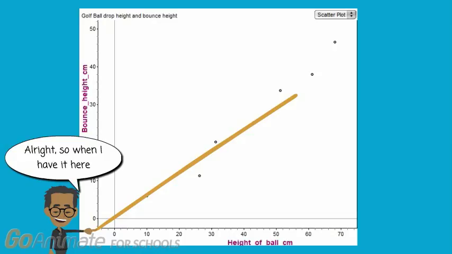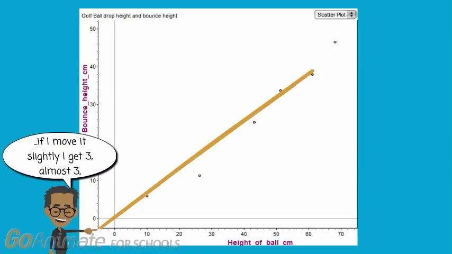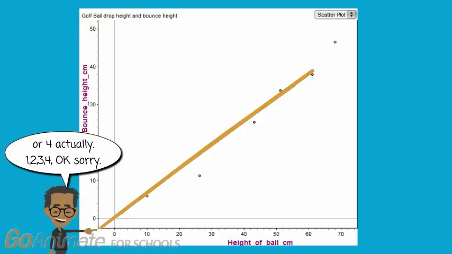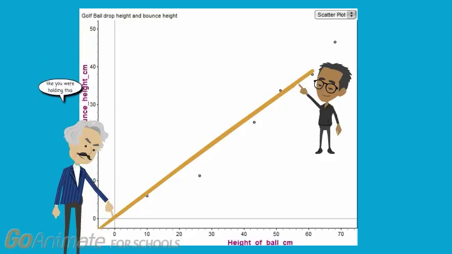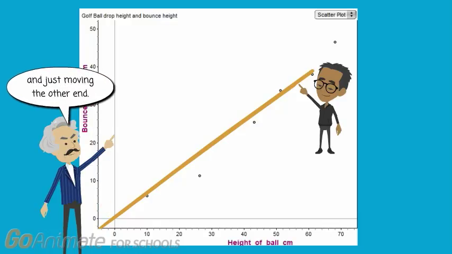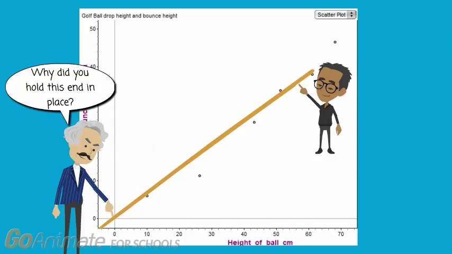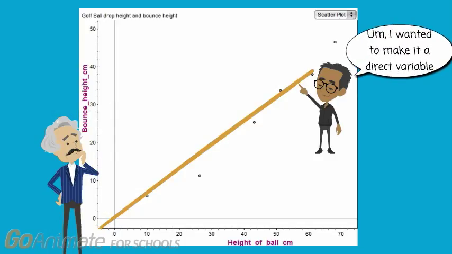Alright, so when I have it here, there's 2 dots on the spaghetti, so if I move it slightly I get 3, almost 3. Or 4 actually, 1, 2, 3, 4, okay, sorry. Alright, it looked to me like you were holding this corner down here in place, and just moving the other end, is that right? Yes. Why did you hold this end in place? I wanted to make it a direct variable, where it starts at 0, 0. Cause if you don't drop it, then it's not going to go up.